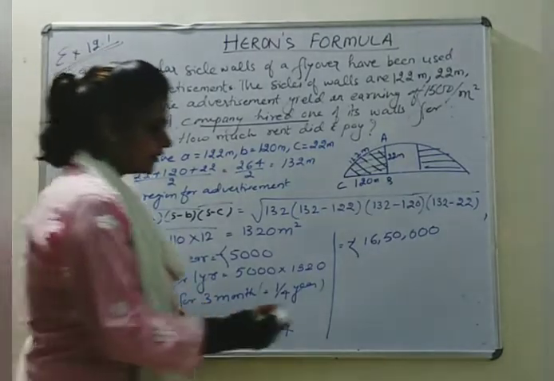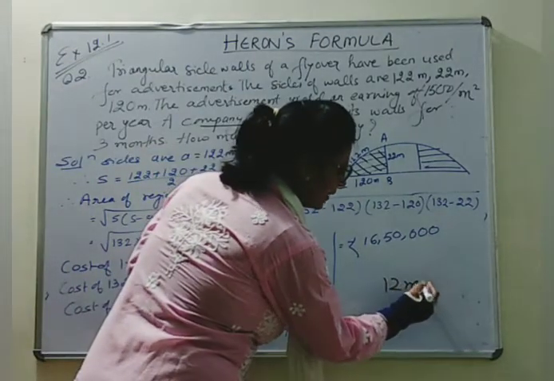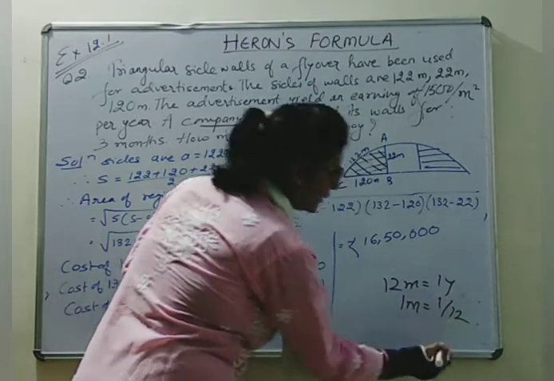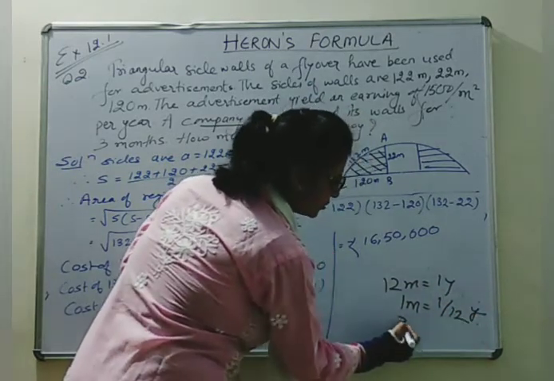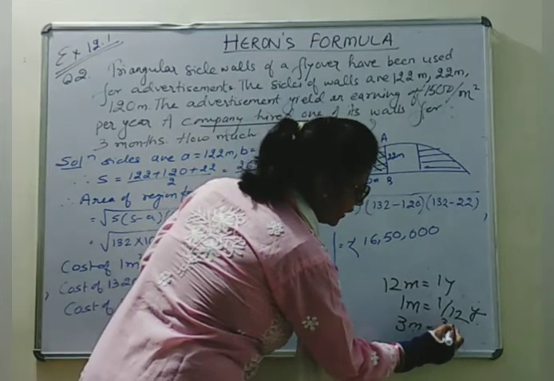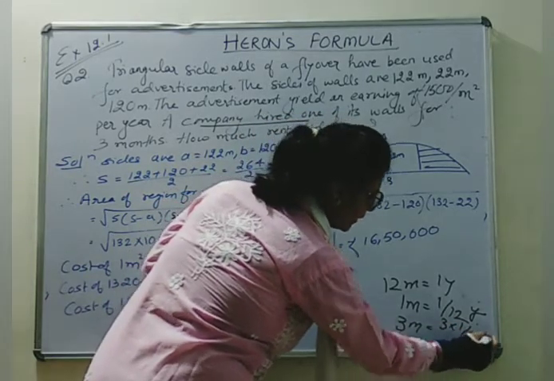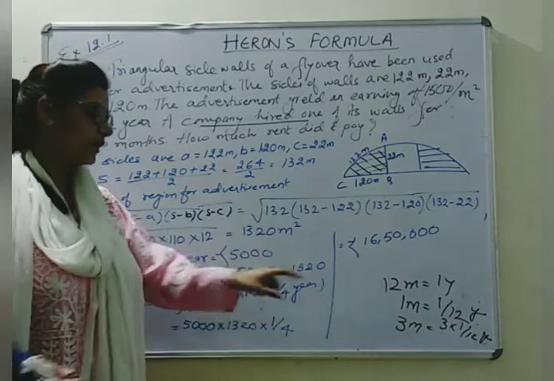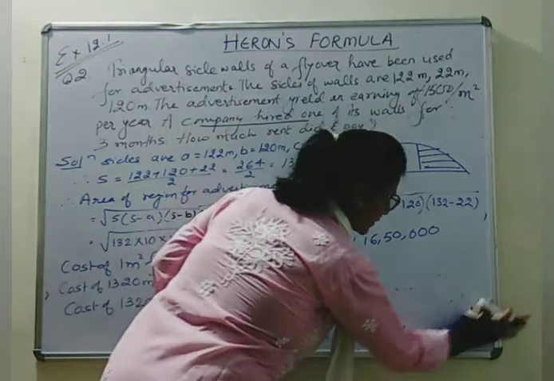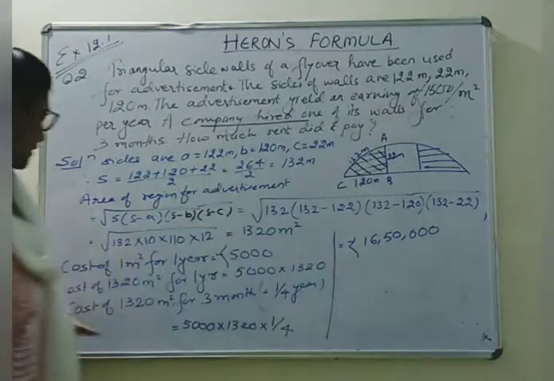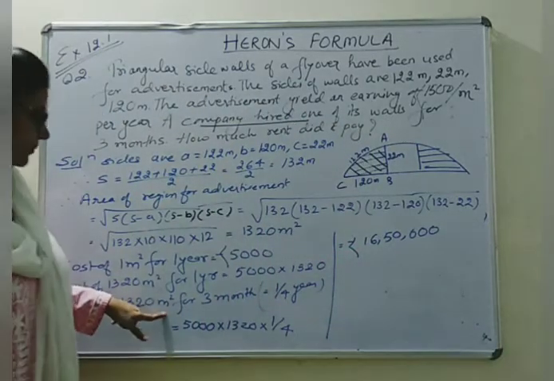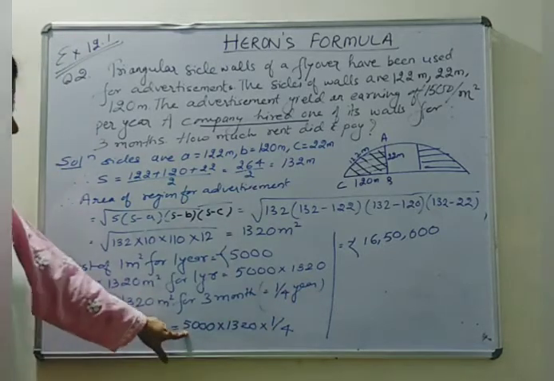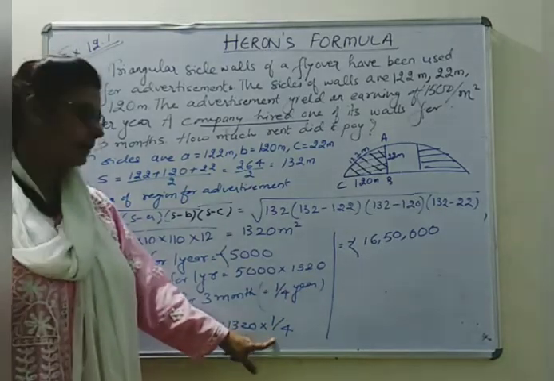12 months make 1 year. So 1 month will be 1/12 year. So 3 months will be 3 into 1/12 year. So in terms of year, 3 months is written as 1/4 year. Okay, so this is clear. Now the cost of 1320 meter square for 3 months or 1/4 year will be 1,500 into 1320 into 1 by 4.